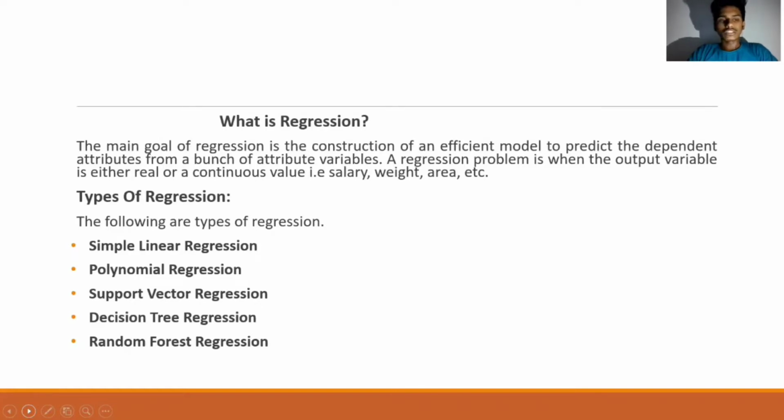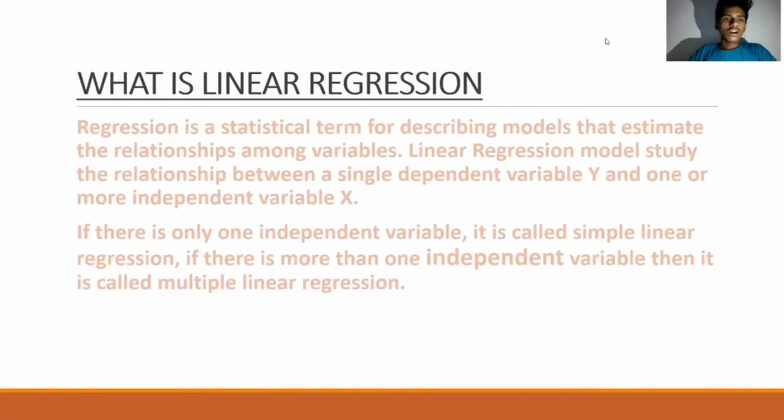There are types of regression. The following are types of regression: simple linear regression, polynomial regression, support vector regression, decision tree regression, random forest regression. First, in regression, we will see about linear regression.